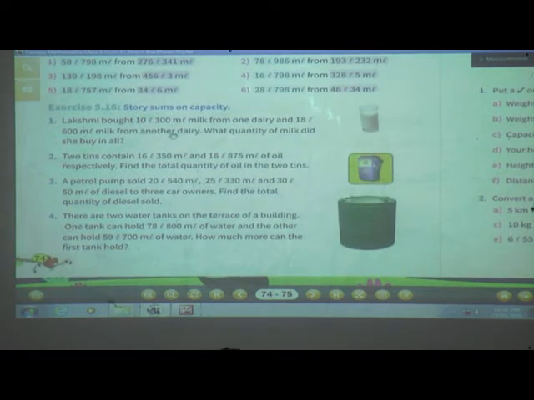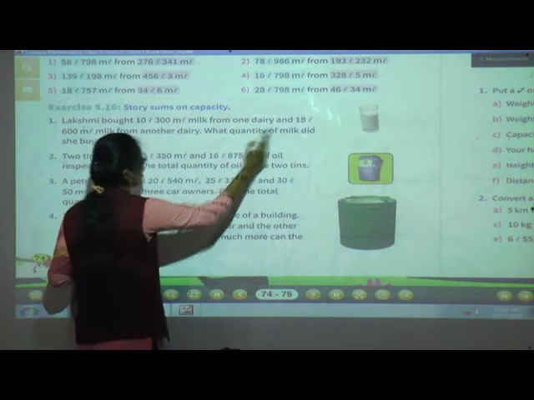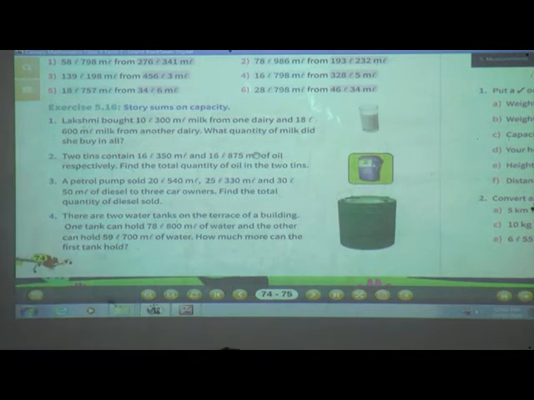See the first one, read the question. Lakshmi bought 10 liter 300 milliliter milk from one dairy and 18 liter 600 milliliter milk from another dairy. What quantity of milk did she buy in all? See here, what is the question? Lakshmi bought 10 liter 300 milliliter milk from one dairy and 18 liter 600 milliliter milk from another dairy. What quantity of milk did she buy in all?